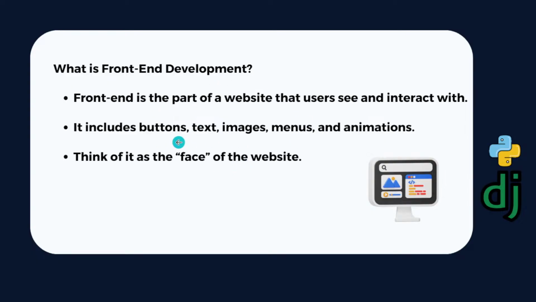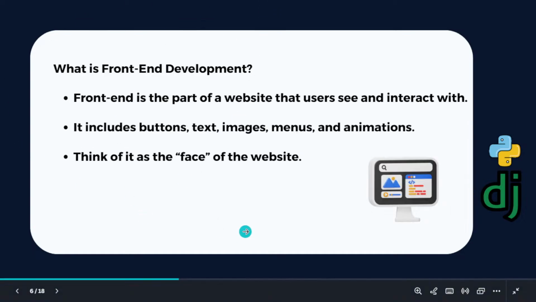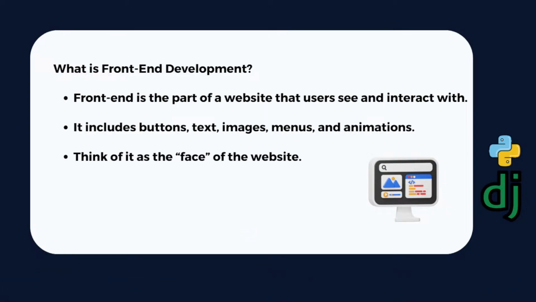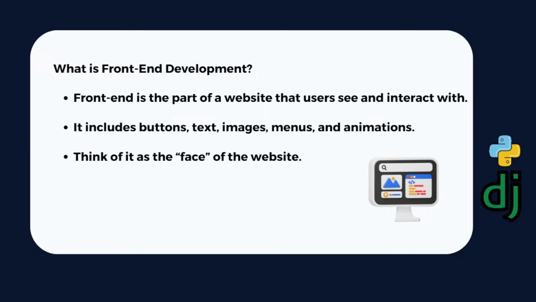Basically the front end includes buttons, text, images, menus, and animation. These things are called the front end. Whenever we load a website, what we see is called the front end. Okay, now we understand what the front end is.